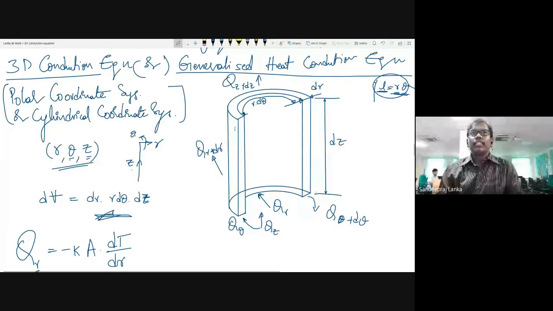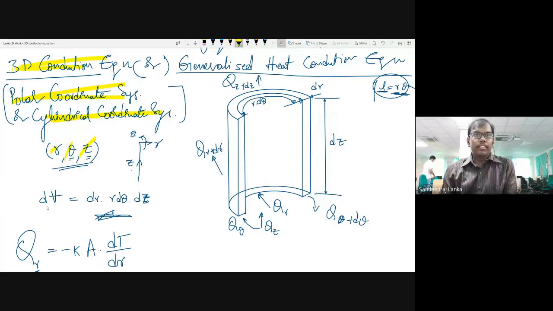In the last class, we have seen the generalized heat conduction equation in the polar coordinate system. In the polar coordinate system, what is the 3D conduction equation? This is the cylindrical coordinate system. This is what we have seen. And in this system, the coordinates are r, theta, and z. r, theta, and z we have considered.